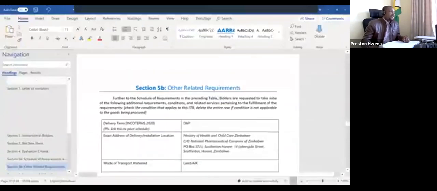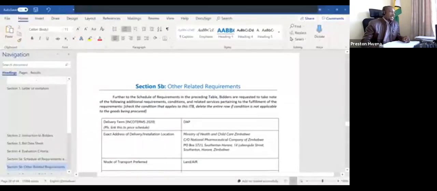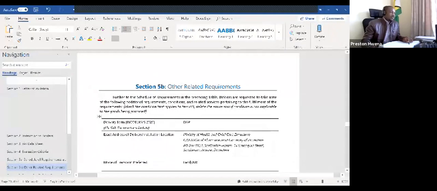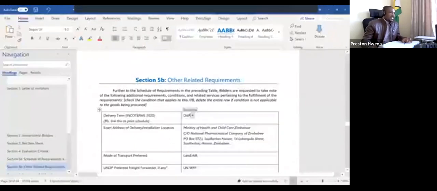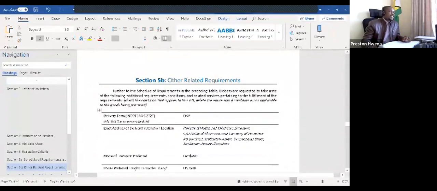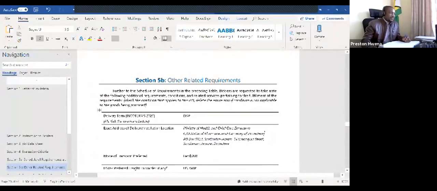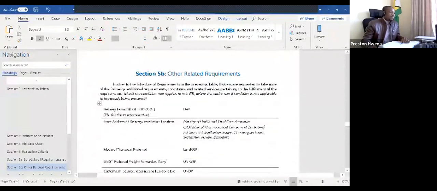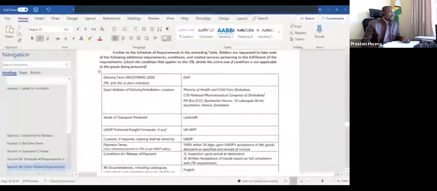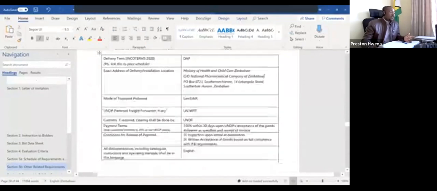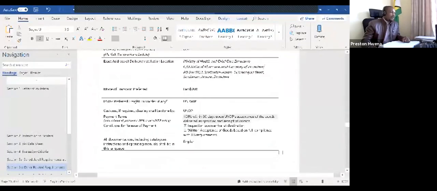In terms of other requirements, for delivery terms we are using DAP, which is delivery at place. And where is the place of delivery? Ministry of Health and Child Care, National Pharmaceutical Company of Zimbabwe. So all deliveries will be done to NATFA. You can choose whatever you prefer, land or air. If you are outside of Zimbabwe, you may consider air.